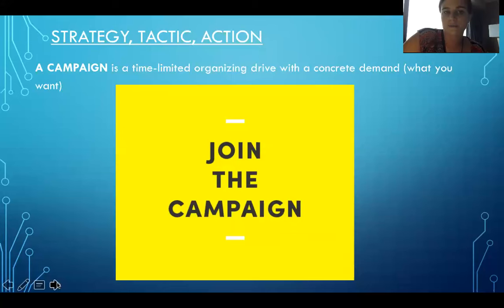So we're going to go in a little bit deeper on this. Basically, a campaign is a time-limited organizing drive with a concrete demand. So you're trying to get what you want. Beyond just the example of a bike, Fight for 15 is a really clear example of a campaign right now. If people don't know what that is, it's essentially a broad-based campaign to try and get fast food workers to be paid $15 an hour.